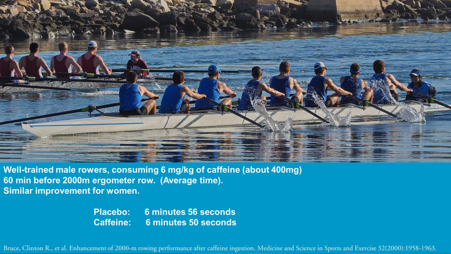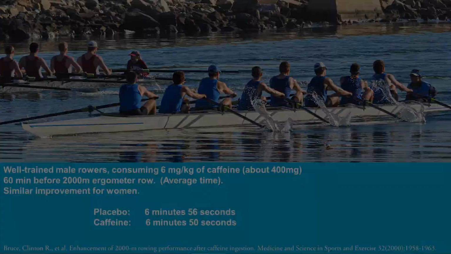But they looked at how quickly they can row 2,000 meters on a rowing machine, and those that got the placebo did it in 6 minutes 56 seconds, whereas those who had the caffeine did it in 6 minutes 50 seconds. To have a 6-second reduction in your time on a 2,000 meter ergo is a really remarkable improvement. This was from a study in men, but we see the same effects in women. It's pretty dramatic. This is why there's a lot of research into this. There are now some regulations on how much caffeine can be consumed by athletes, and there's a lot of interest in it.